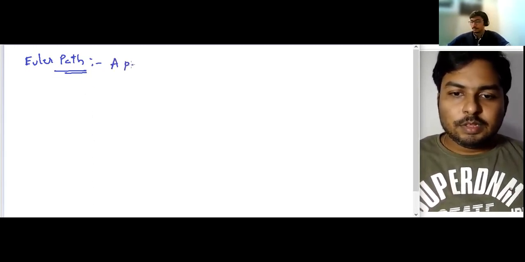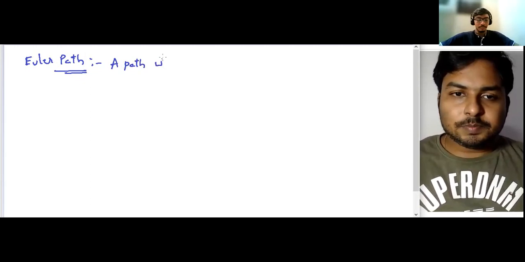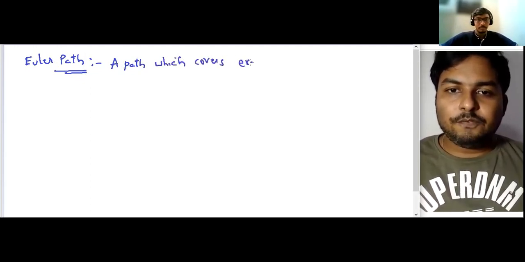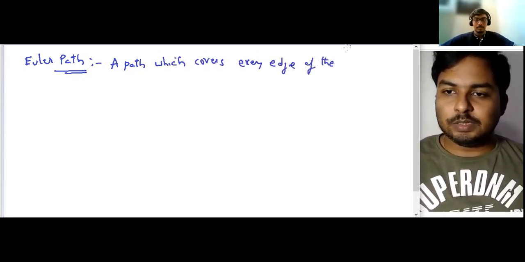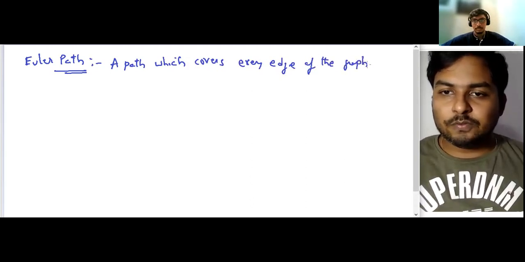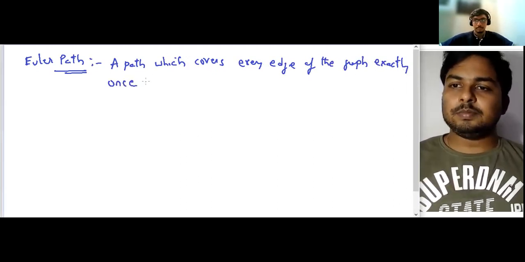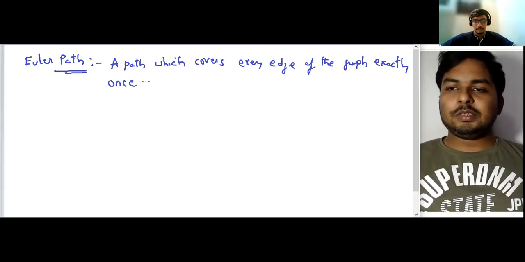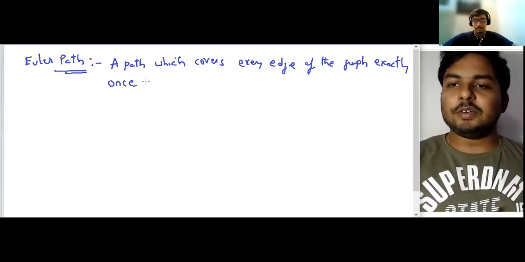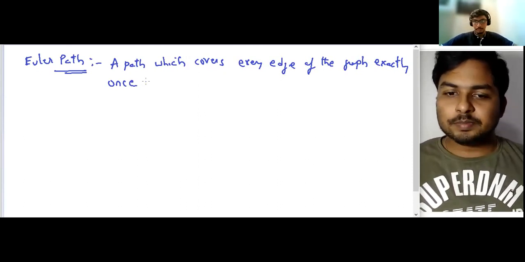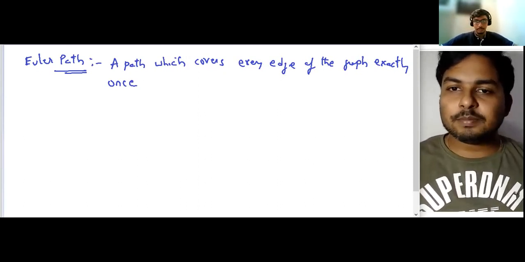So listen. So Euler path is a path which covers every edge of the graph exactly once. A Euler path is a path which covers every edge of the graph exactly once. Okay, so what do I mean by that? For example, let me take a graph.